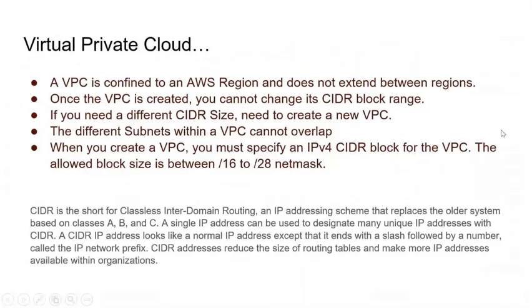So the different subnets within a VPC cannot overlap. Overlap means IP addresses should not be the same. They should be unique. Every subnet will have unique IP addresses, because at the end of the day, every IP address falls into the same single VPC. In a single VPC, even though we have multiple subnets, all IP addresses belong to the same VPC, and therefore all IP addresses should be unique. When you create a VPC, you must specify an IPv4 CIDR block for the VPC.